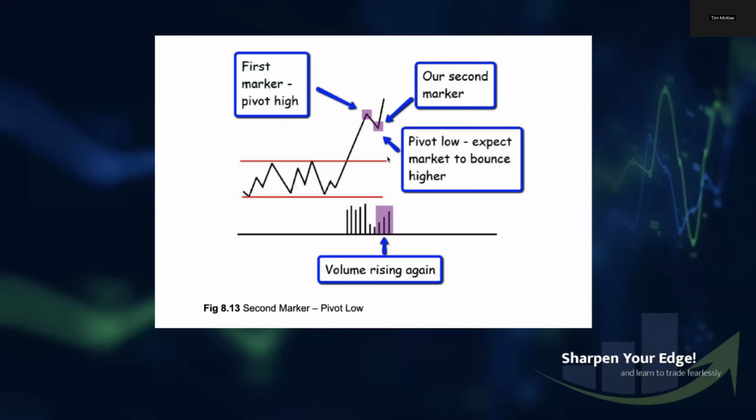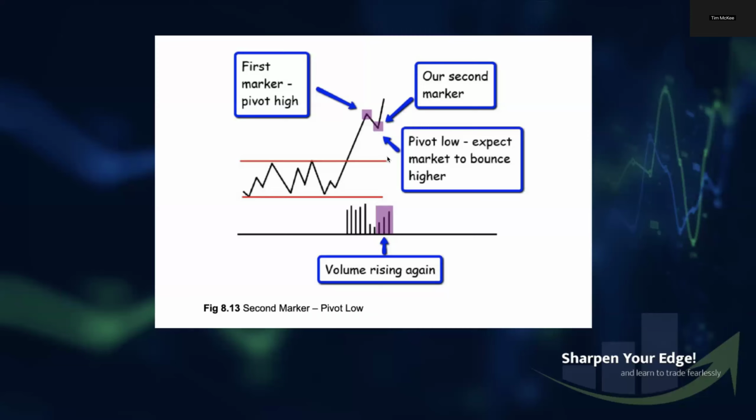Once this second pivot high has formed, we expect the market to pull back or pause, but hopefully only in a minor way at this stage and on lower falling volume, at which point we are now looking for our second pivot low. This is duly posted, and provided it is higher than the previous pivot low, we stay in our position, as we are now expecting the market to push off this pivot low and develop the trend further.